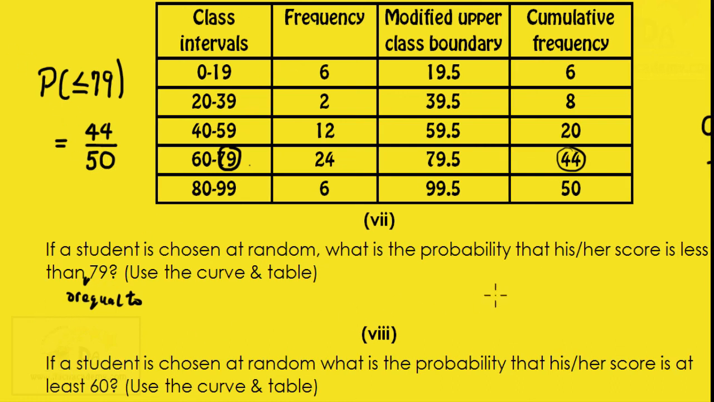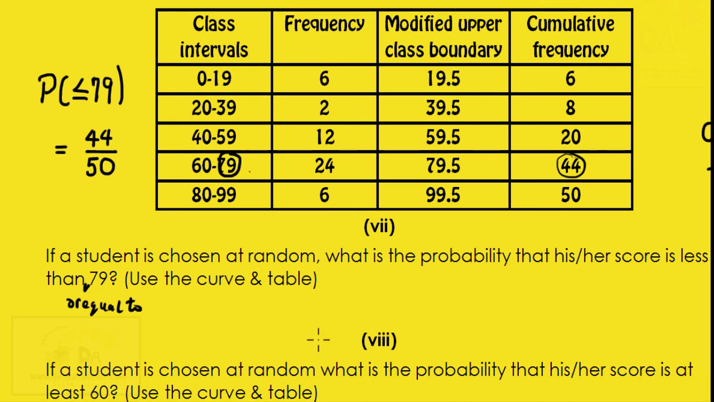It says, if a student is chosen at random, what is the probability that his or her score is at least 60? That means 60 is the least score we're considering, so the score must be greater than or equal to 60. Now if I use the table and I use the original class intervals, scores that are greater than or equal to 60 fall into these two classes.